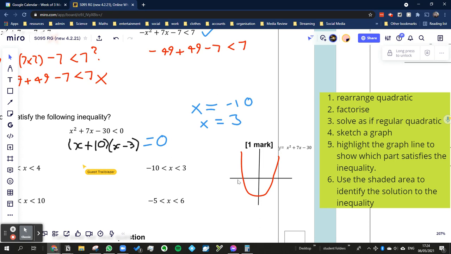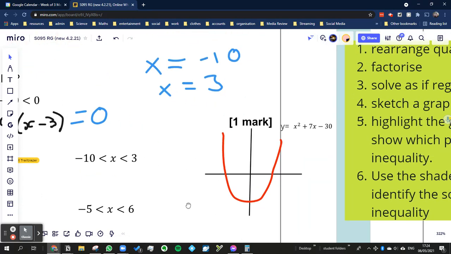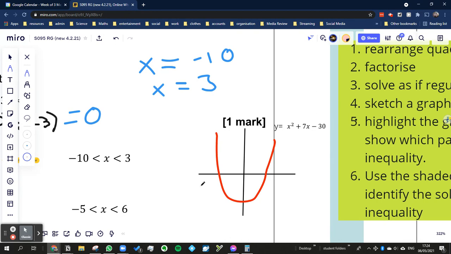So at what point does it touch the x-axis? Well, that's going to be when y is equal to 0. In other words, it's going to be touching the x-axis at negative 10 and 3, because that is this equation here. When y is equal to 0, we've got this. This is connected to how to solve quadratics graphically. So the intercepts are going to be negative 10 and 2.